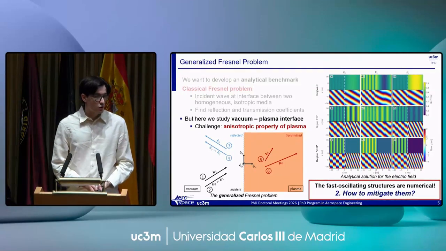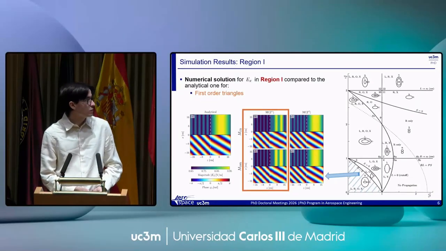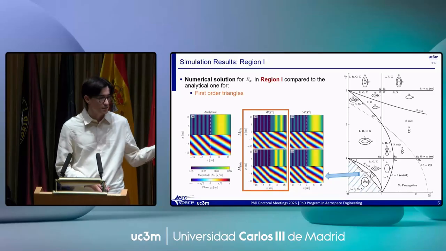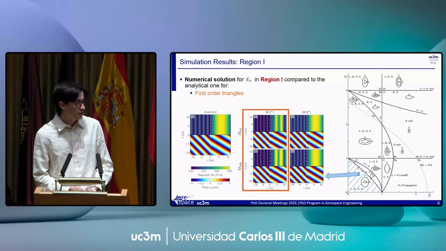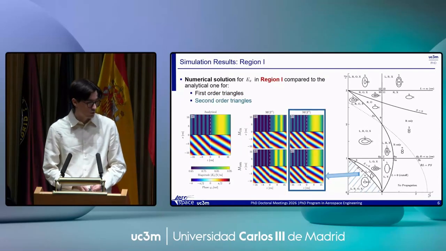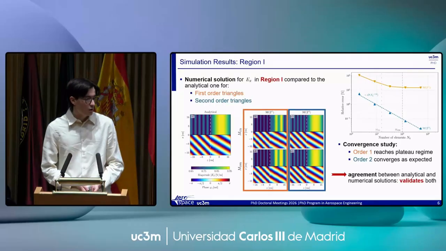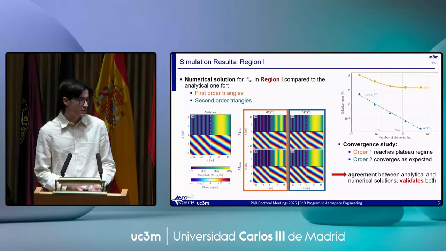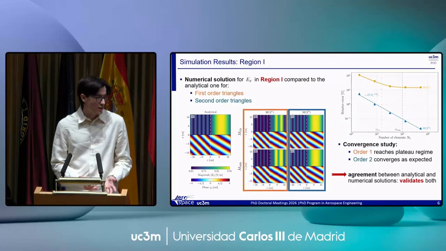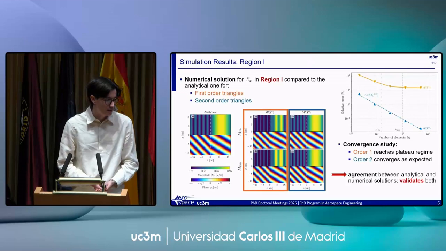So this leads to the second question, which is how to mitigate them. To do this, we run numerical simulations on the same configuration as the analytical case, on the Fresnel problem. Here in region 1, so it's the safe case, for first and second order triangles. And what we see is basically, for order 2 at least, we have a good agreement between the analytical and the numerical solutions, which validates globally the generalized Fresnel problem configuration. This whole framework is validated by this.